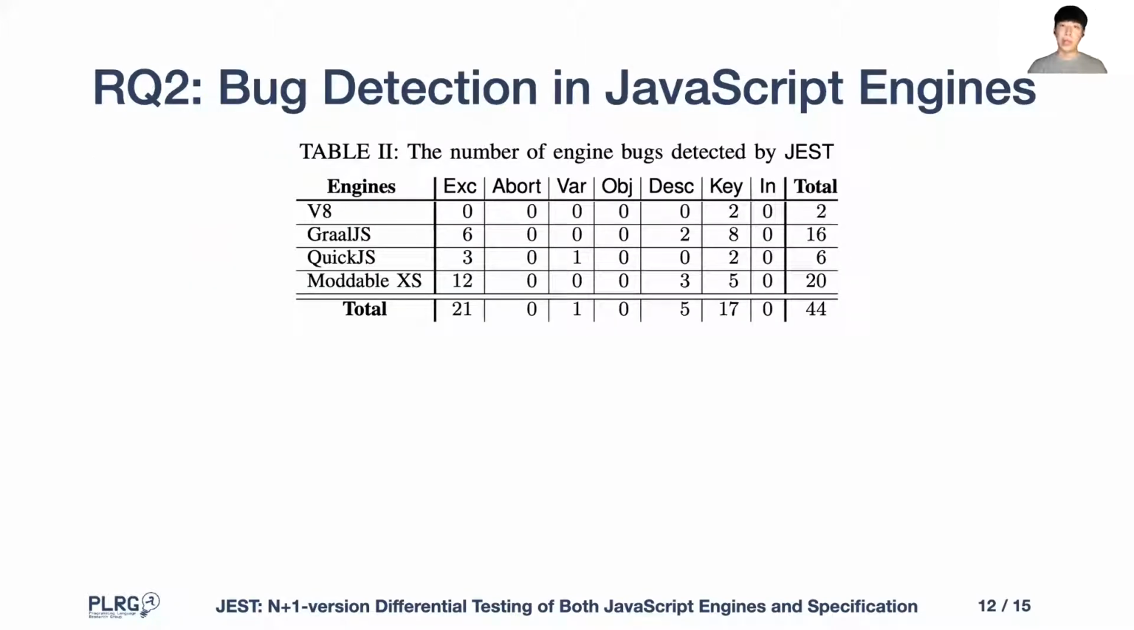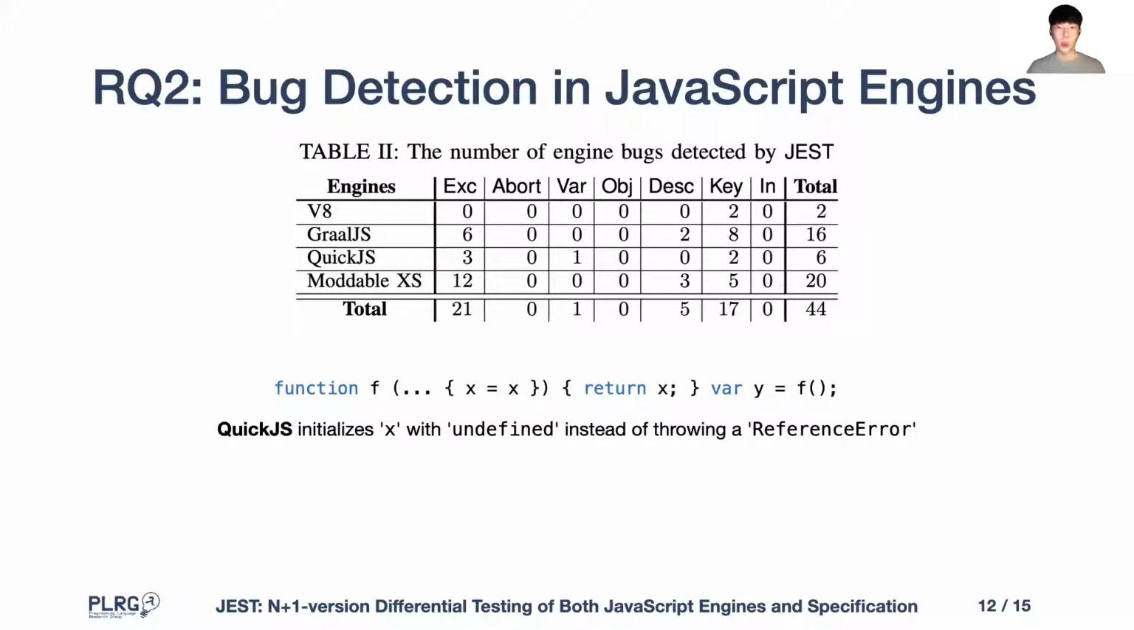From the four JavaScript engines, JEST detected 44 bugs, and this table presents how many bugs are detected by each kind of assertion and for each engine. Among them, I will introduce two interesting bugs. The first engine bug is related to this program. According to ECMAScript, the expected behavior of the program is throwing a reference error for the variable x. However, the QuickJS engine normally terminates this program without any exceptions because it initializes the variable x with undefined in this object destructuring pattern for parameters.